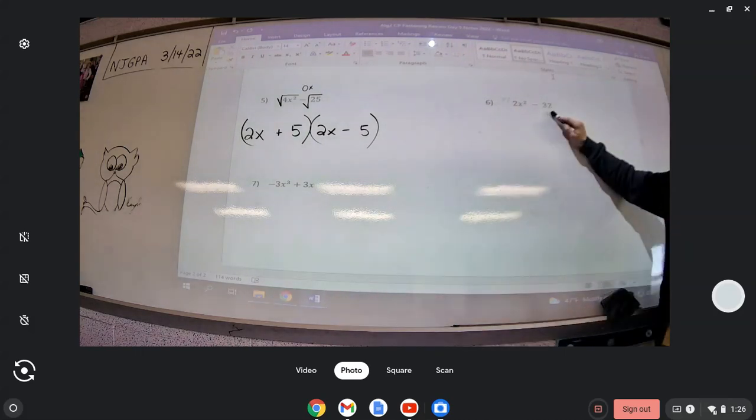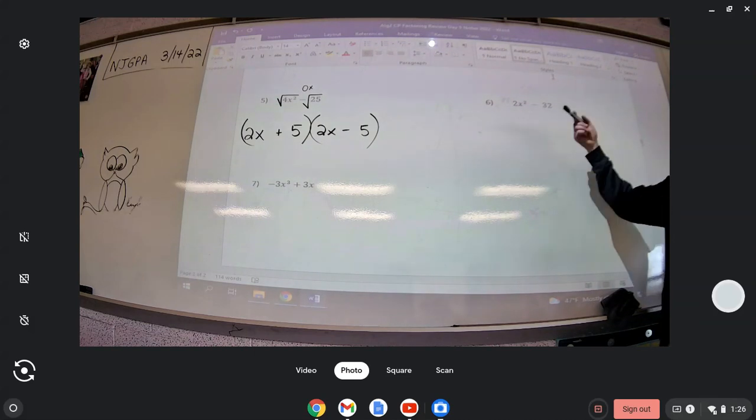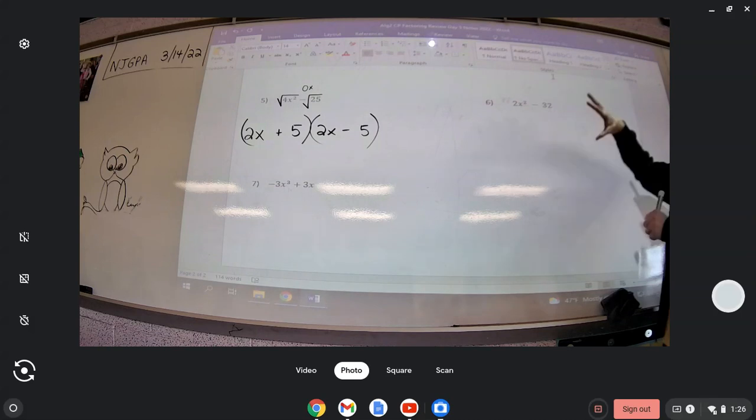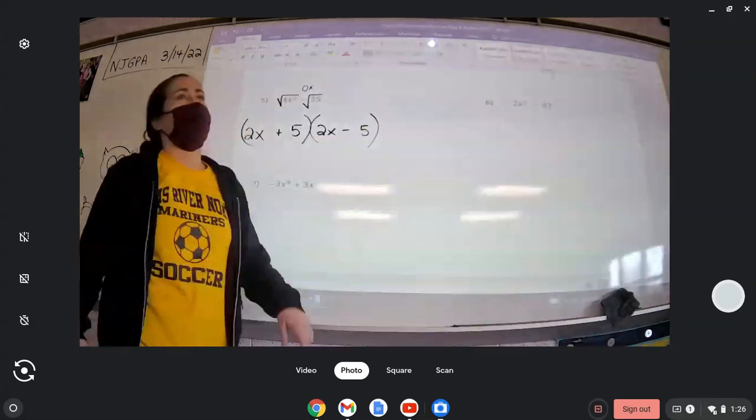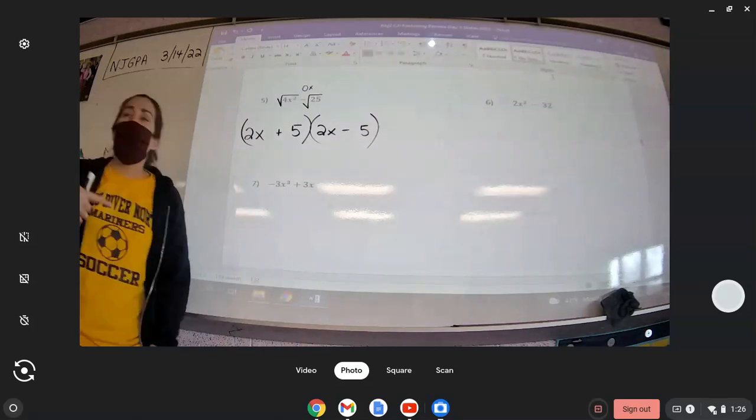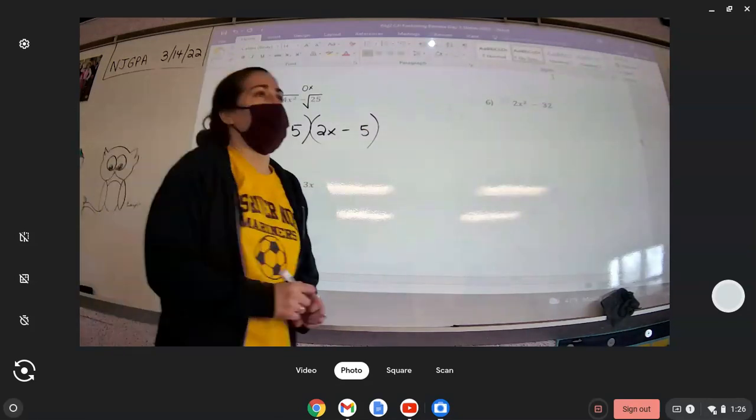Is 32 a perfect square? No, 5 squared is 25, 6 squared is 36. We skipped right over 32. It's 5 point something. So that's not the difference of two squares. But I'm not worried, because what do you always look for first? What does a 2x squared and a 32 have in common?